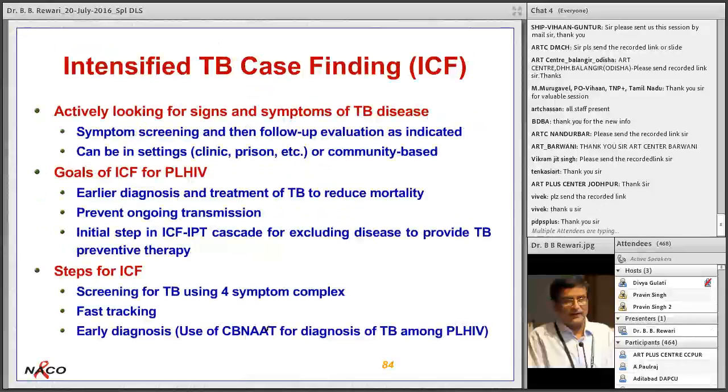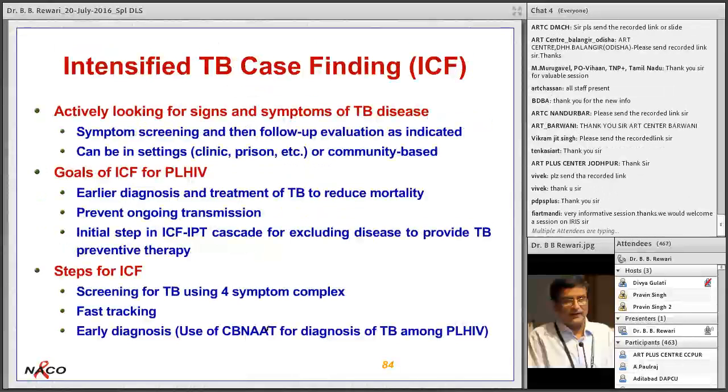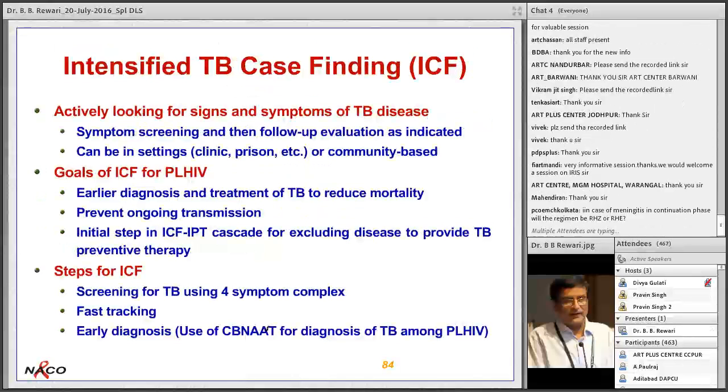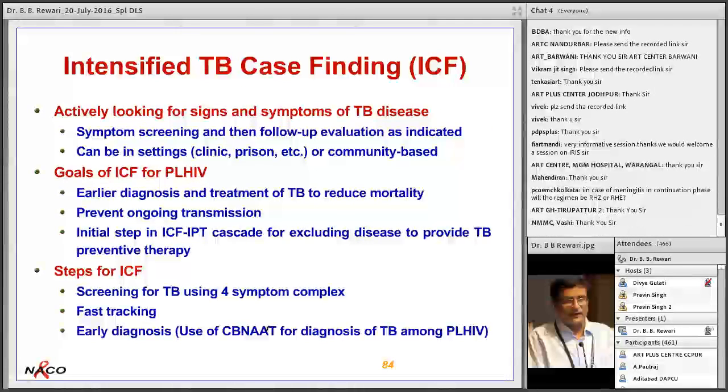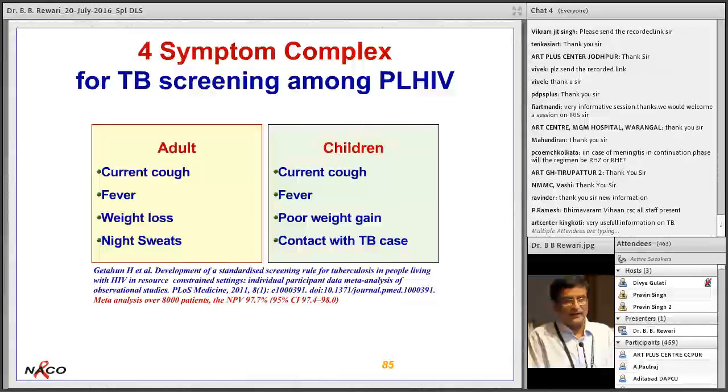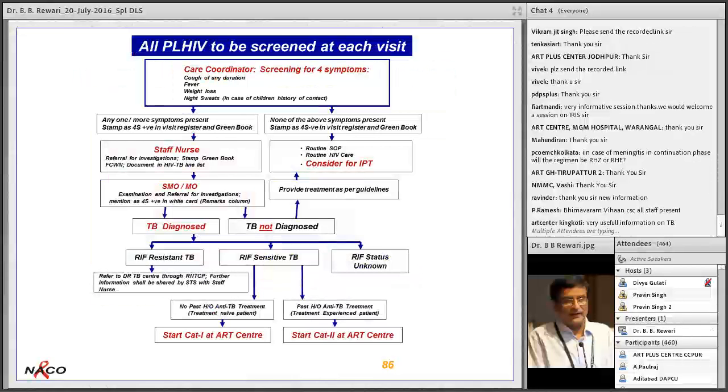Quickly going through, always look for patients who have a possibility of having TB using the 4 symptom complex, fast tracking them and diagnosing them early. These 4 symptoms have already been communicated to you: for adults it is current cough of any duration, fever, weight loss, night sweats; and for children these are current cough, fever, poor weight gain, not weight loss, and contact with a TB case. Based on this, these patients have to be fast tracked.